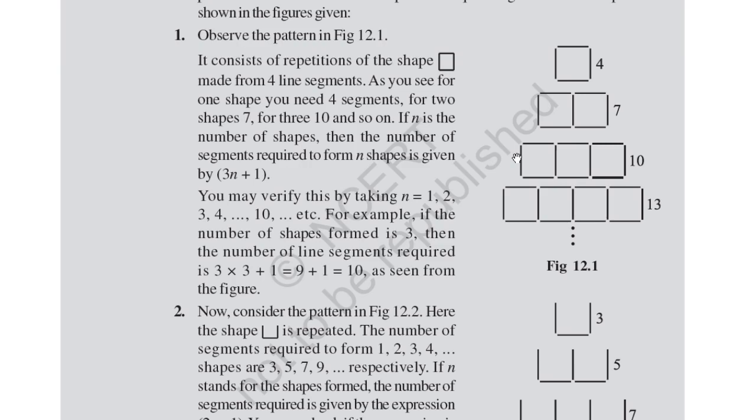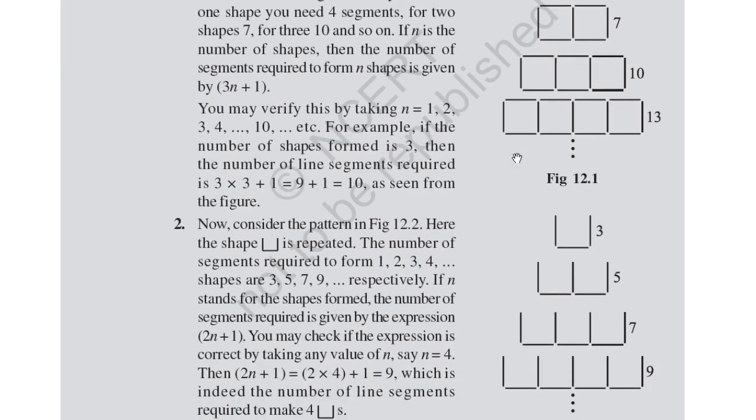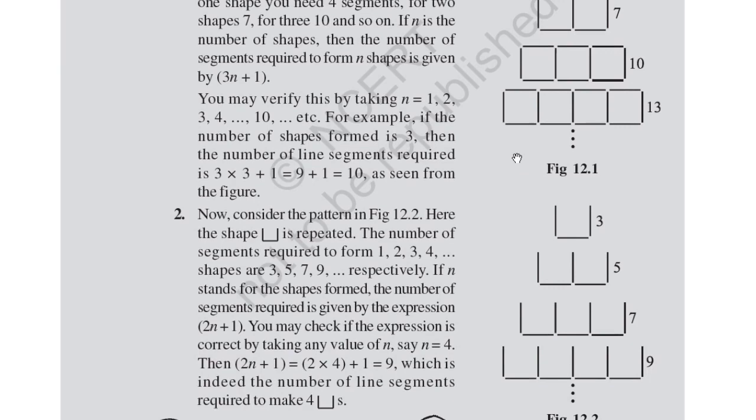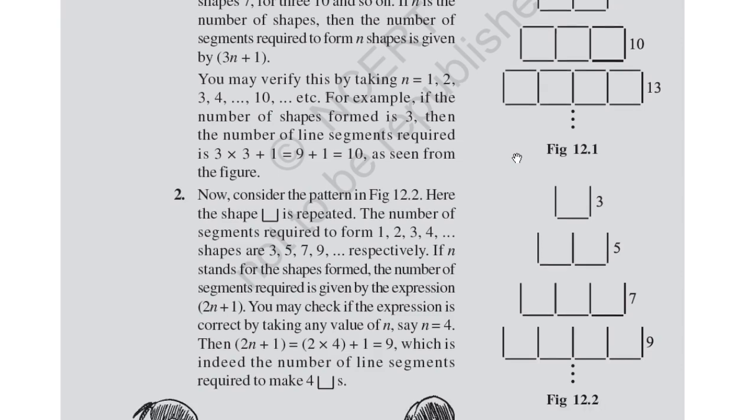If n is the number of shapes, then the number of segments required to form n shapes is given by 3n plus 1. You can verify it for n equal to 1, 2, 3, 4, and so on. For example, if the number of shapes formed is 3, then the number of line segments required is 3 into 3 plus 1, that is 9 plus 1, which is equal to 10, as seen from the figure. You can see it in the figure.